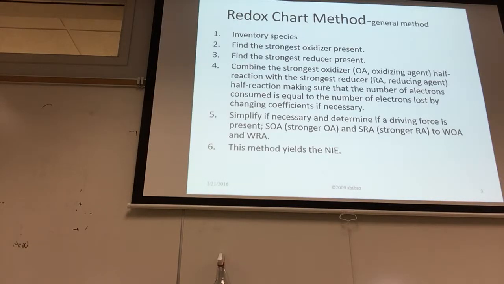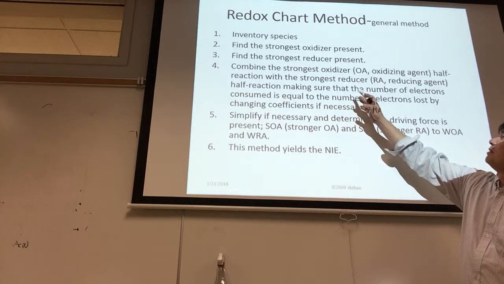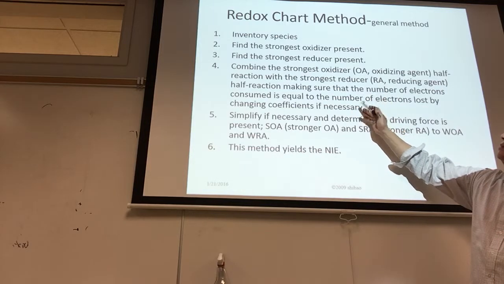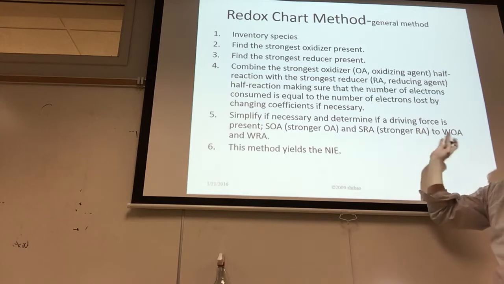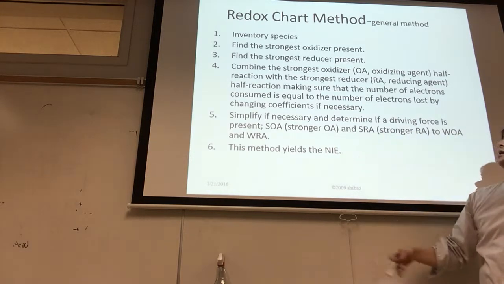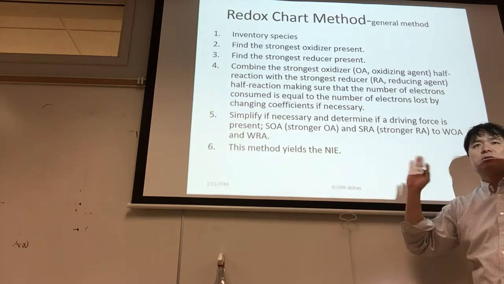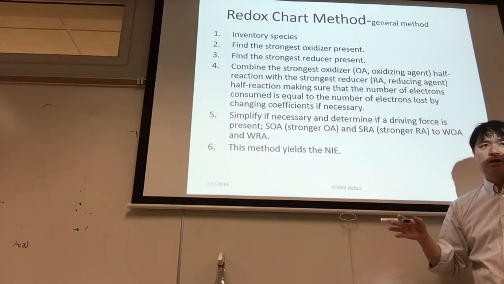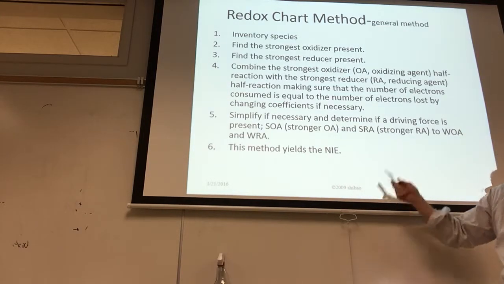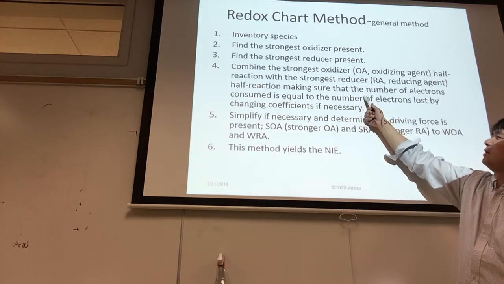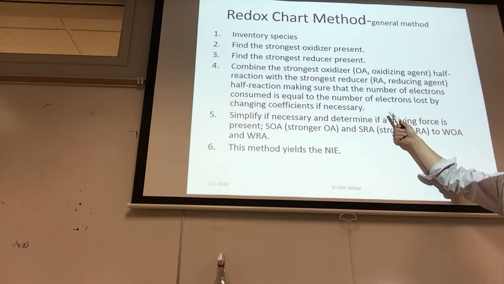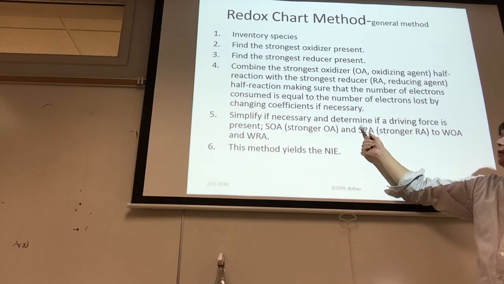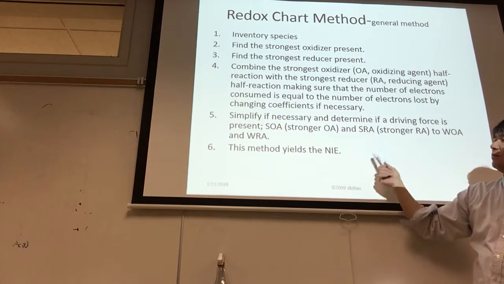So this chart method is pretty simple because all we do is inventory, find the strongest oxidizer, strongest reducer, and then we combine. But when we combine them, it's not as simple as acid-base, because in acid-base only 1 proton is transferred. In redox, we could have 1 electron, 2, 3, 4, or 5 electrons transferred. Since we have different numbers of electrons, we have to balance the half reactions by multiplying by some coefficient, and then add them. And then we simplify it.